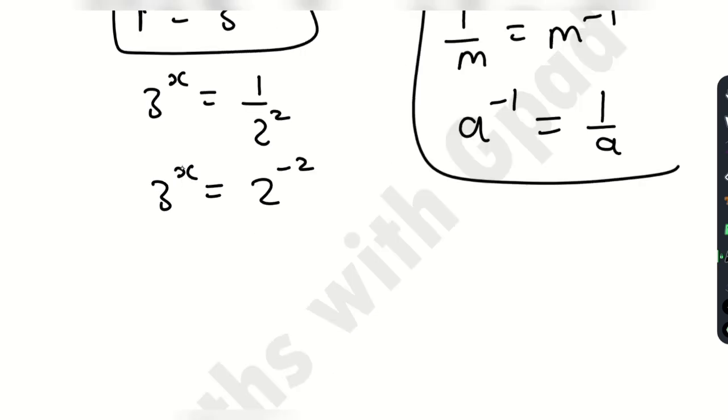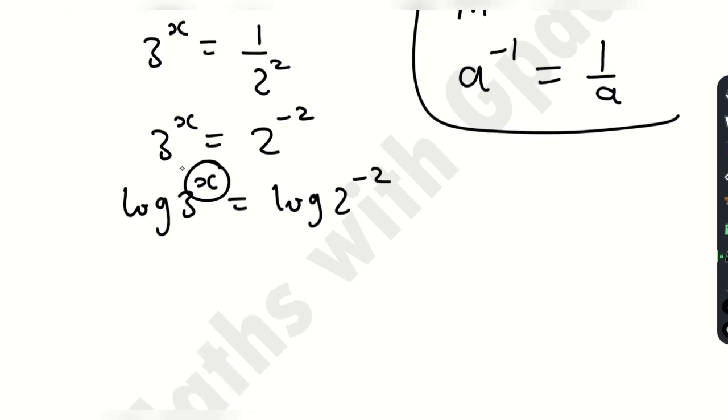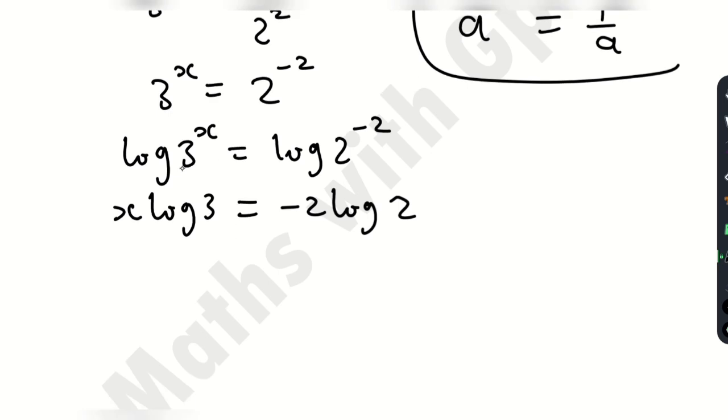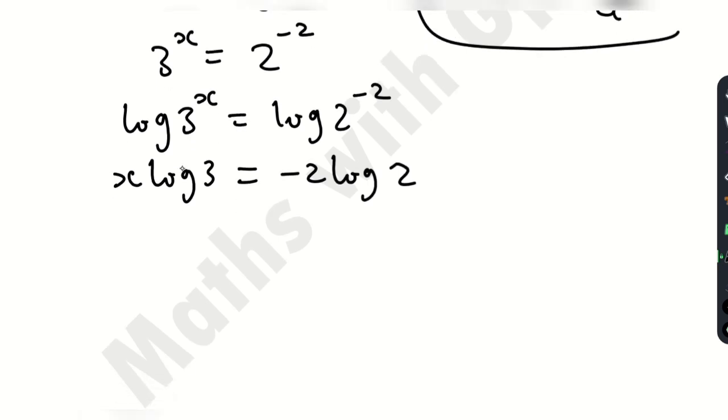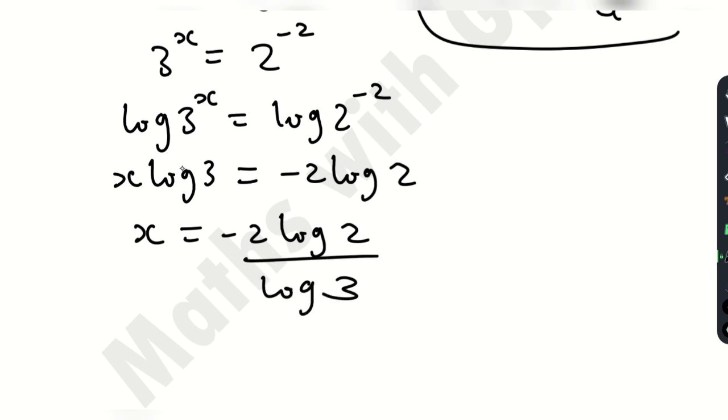So take logarithm of both sides because this x has to come down. So I have log 3 raised to power x is equal to log 2 raised to power negative 2. x multiplies the logarithm, you have x log 3, and negative 2 multiplies the logarithm, you have minus 2 log 2. So we divide both sides by log 3. So x will be equal to minus 2 log 2 over log 3. This is the second value of x.